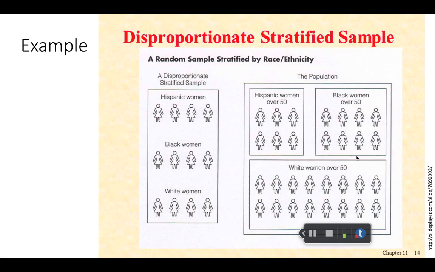Here's an example of a disproportionate stratified sample. Here we're interested in studying women over the age of 50. And in the population, the squares on the right, you see the proportion of women in this population over 50 who are Hispanic, black, and white. But for sample purposes, we want equal numbers of these women so that we can make comparisons between these three groups. So we're going to disproportionately sample them. So we're going to get 4 Hispanic women, 4 black women, and 4 white women.